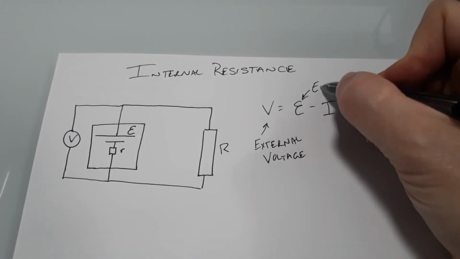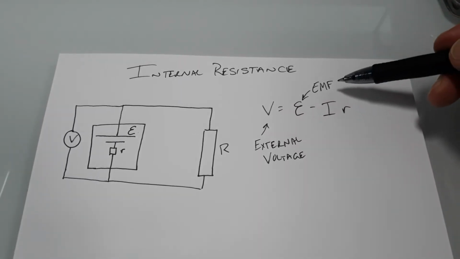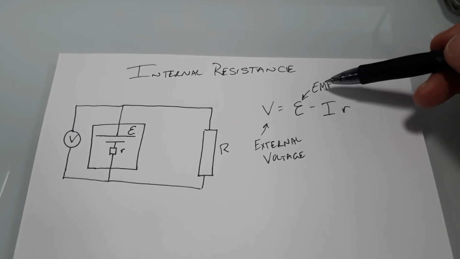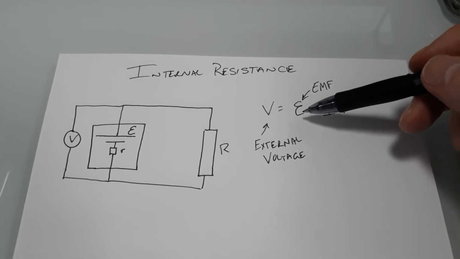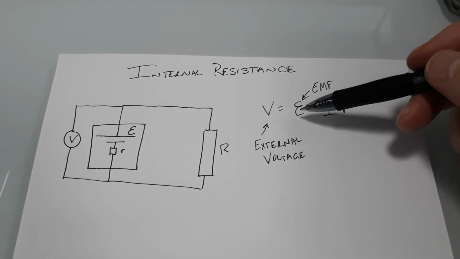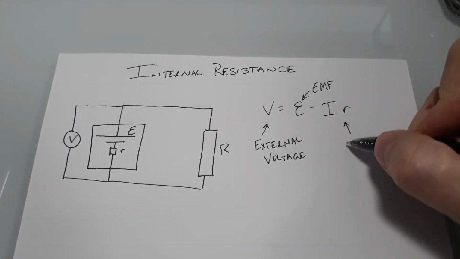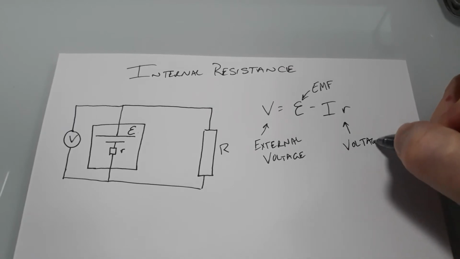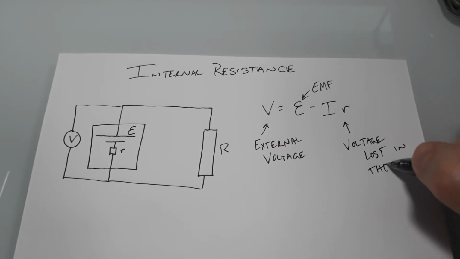This is the EMF. I can't imagine you being asked to even define what it means, but it stands for electromotive force, meaning that this is what is providing the force or the push. Because again, the chemicals are releasing energy that can do work. They can apply a force to the charges that makes those charges begin to move. This is voltage lost in the battery.